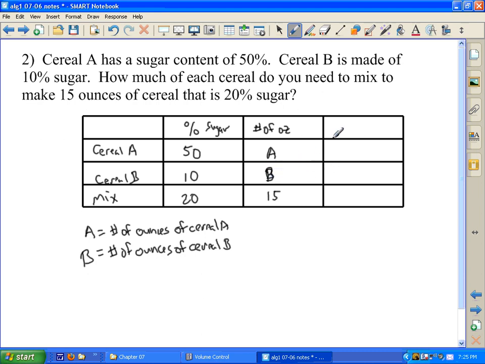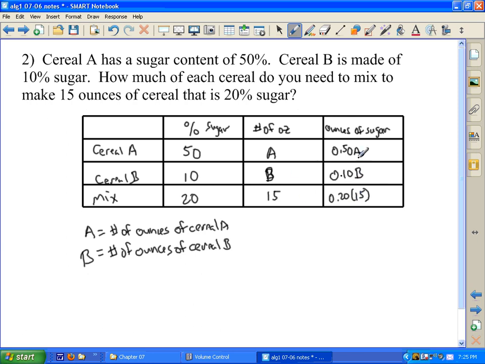So now we want to figure out how much sugar we have. So if 50% of this number of ounces is sugar, that means half of A, 0.5 of A, 50% of A. That's how many ounces of sugar we would have in cereal A. And 10% of B is 0.10 times B. That's how many ounces of sugar we would have in cereal B. We want to end up with 20%, 0.20 of 15. 20% of this number here should be sugar. 0.20 times 15 is that.